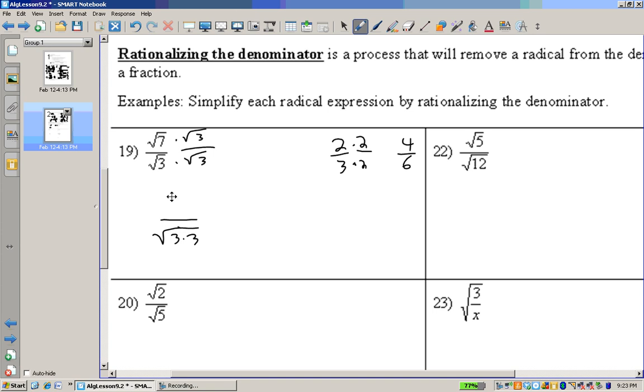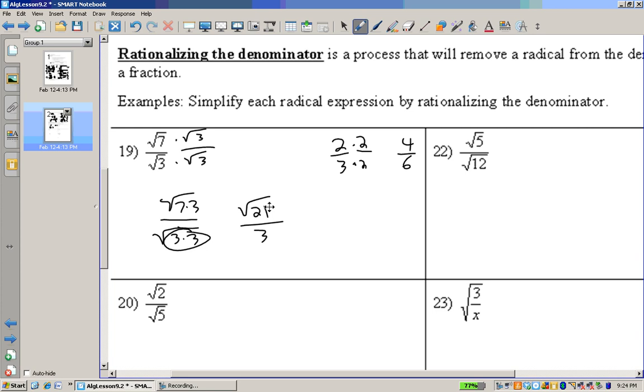Now, the square root of 7 times the square root of 3 we can rewrite under one radical. And since we have two 3's in the bottom, we pull 1 out and we simplify the top, square root of 21. Now some students like to say, oh well, 21 divided by 3 is 7, we can reduce.